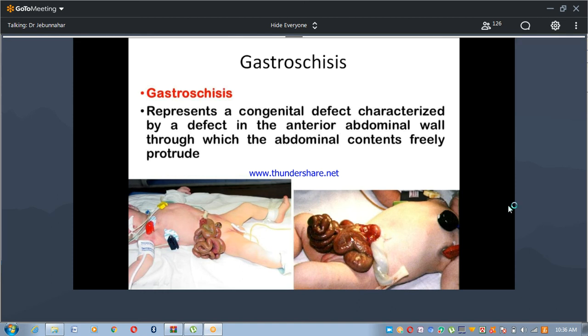Before this we saw that omphalocele is covered by peritoneum or amnion, but in gastroschisis, viscera are not covered by peritoneum or amnion, and the bowel is exposed to the amniotic fluid. Gastroschisis occurs in 1 per 10,000 live births.